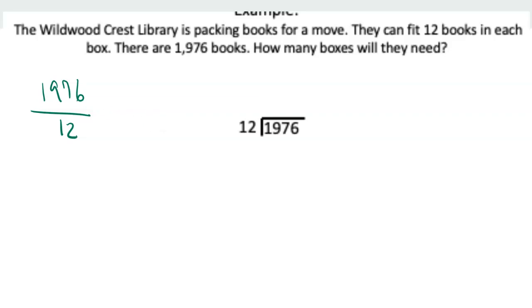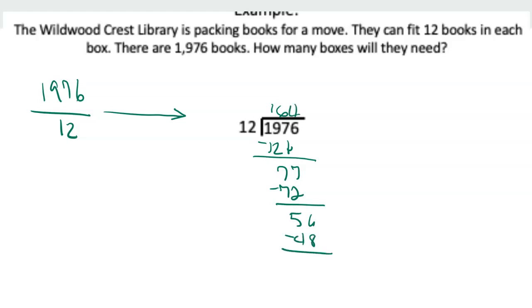My errors are horrible. There we go. Okay, I do my long division. Goes in one time. Bring down my 7. Goes into 77 6 times. 6 times 12 is 72. 56. 12 goes into 56 4 times. 48. And I have a remainder of 8.